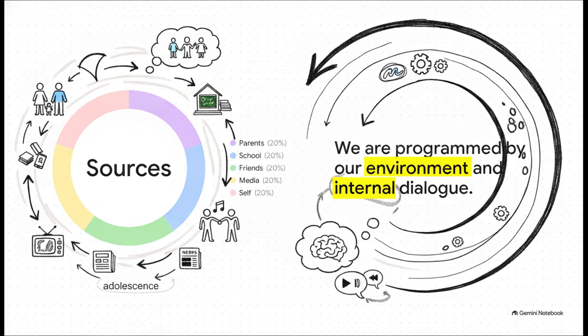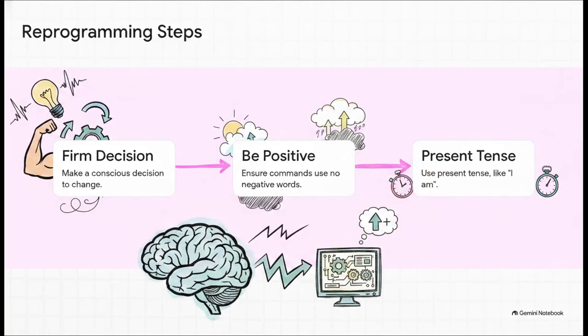Where does our mental software even come from? Well, it originally comes from our parents in our earliest years, our schools, our friends, especially during adolescence, the media we consume, and crucially, our very own internal dialogue. Every single day, we are constantly programming ourselves with the stories we choose to tell ourselves. So, how do we overwrite the bad code? Here are the practical steps to do it.